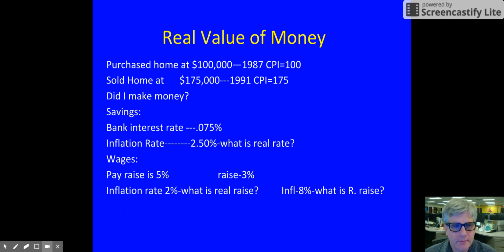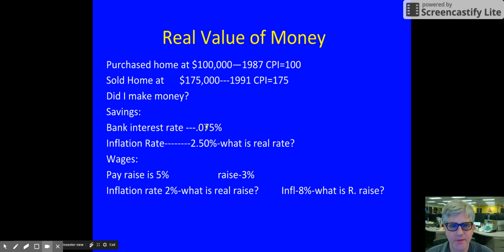Looking at this, I bought a house in 1987, when CPI is 100. I sold it at 175 in 1991. The CPI is 175. Did I really make money? I broke even in this one. CPI went up 75, so I just broke even. I didn't make any money, and didn't lose any money.